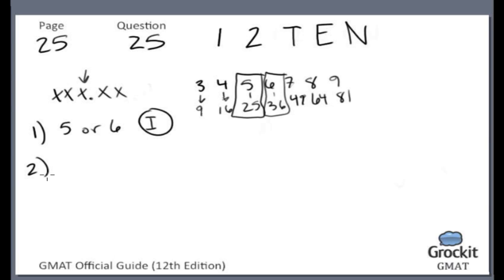Statement 2 tells us that the units digit of n is the same as the units digit of n cubed. Using these same numbers, we have to figure out whether the units digit changes when we cube the number. 3 cubed is 27, 3 times 9. 4 times 16 is 64, so that one's tempting. 5 ends up being 125, so this one's also tempting. 6 cubed, anyway, the units digit ends up being 6.